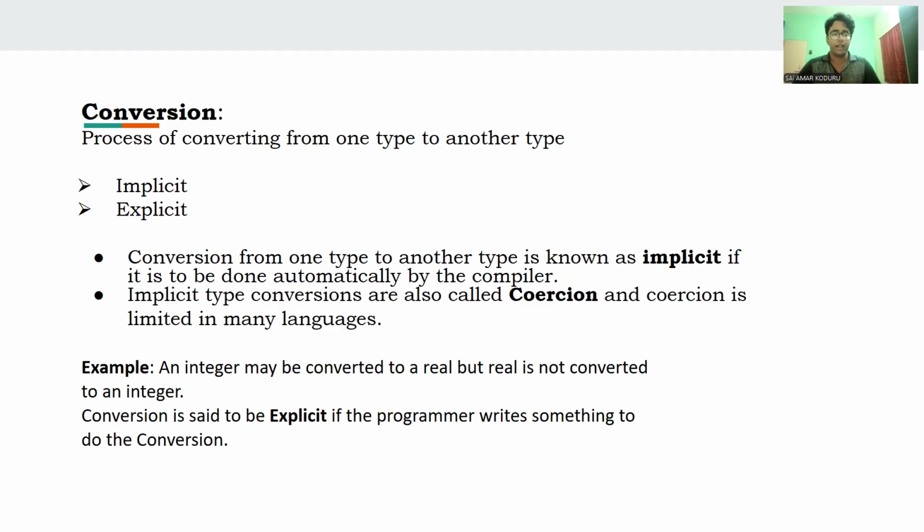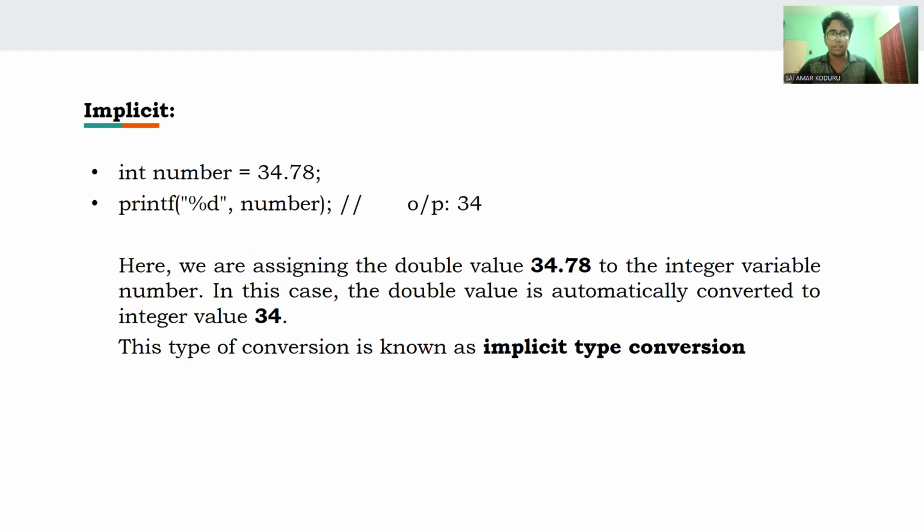Let's take an example. An integer may be converted to a real, but a real is not converted to an integer. Now the conversion is said to be explicit if the programmer writes something to do the conversion. As the name suggests, explicit means external. So a programmer is external to the program, hence the name explicit.